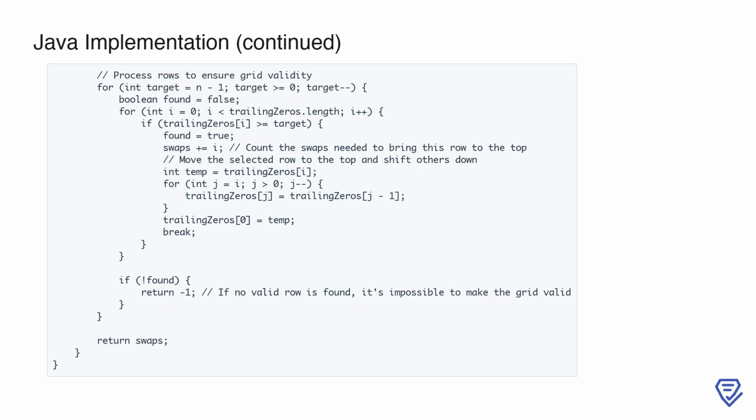If no row meets the requirements for the current target, we know it's impossible to make the grid valid, so we return -1. After processing all rows successfully, we return the total number of swaps. This ensures that the grid meets the necessary conditions with the minimum number of operations, achieving the desired result efficiently.